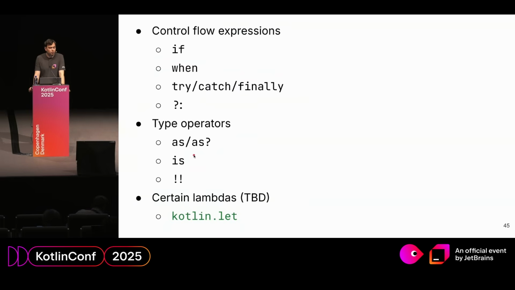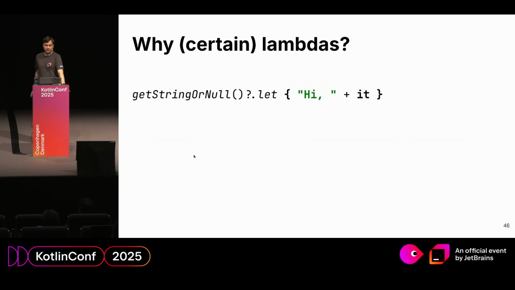So the category of propagating expressions is not big. It consists mainly of control flow expressions, such as if, when, try catch, and the always separator. We have also type operators that behave similarly to control flow, like as, is, and double bang. And there are also certain lambdas, like Kotlin.let, which may seem to be out of place here. So you may ask me why lambdas should be propagating. Not all of them, by the way.